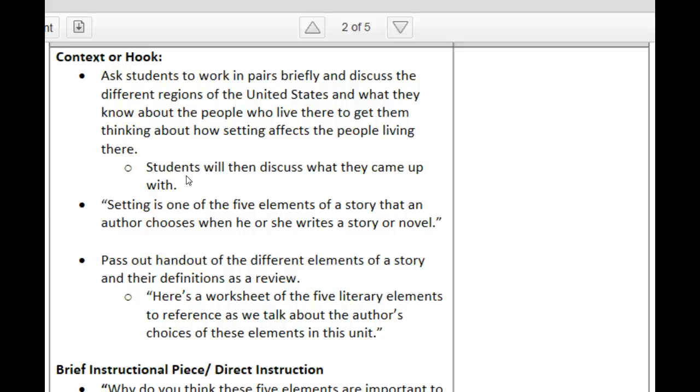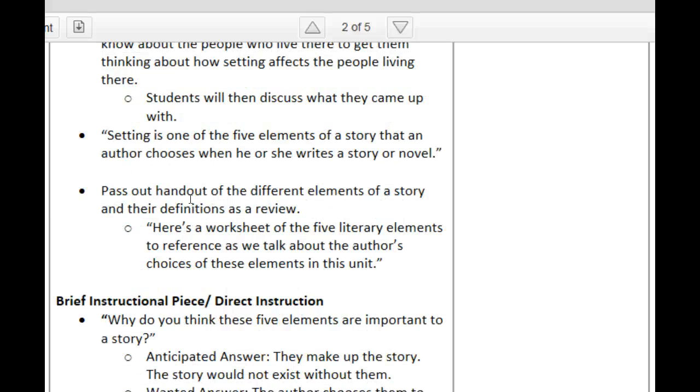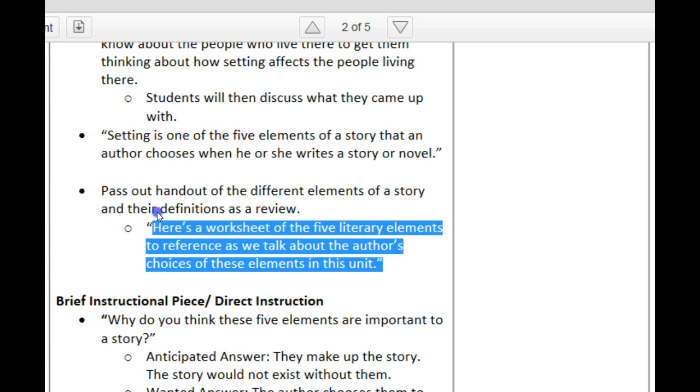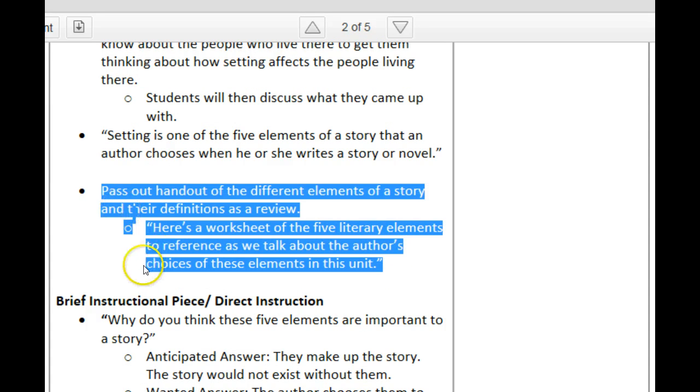Excellent. I'm glad you agree with me, because I think that when you look at how this author chooses to let the setting impact the character, you're really going to believe it even more so, right? Like you've thrown the bait out, they've swallowed the hook, now sink it really deep, all right? Careful with your teacher speak here, okay? Here's a worksheet of the 5 literary elements to reference as we talk about the author's choices of these elements in the unit. Double plan that, right?